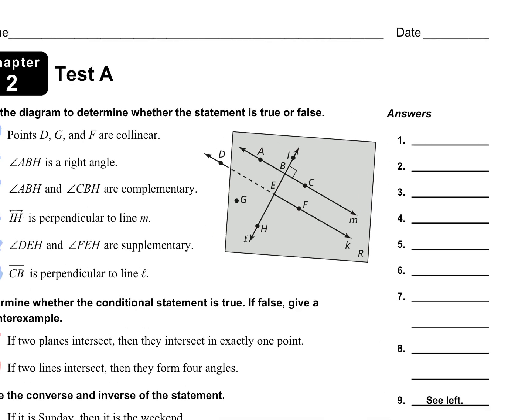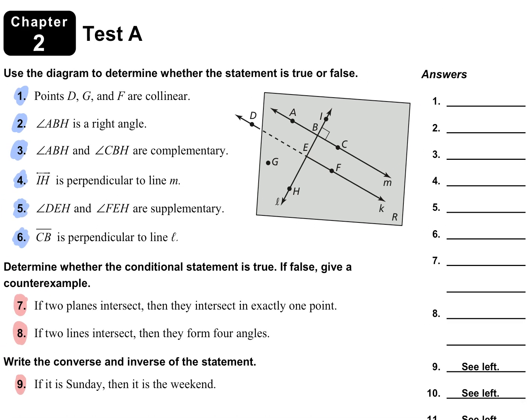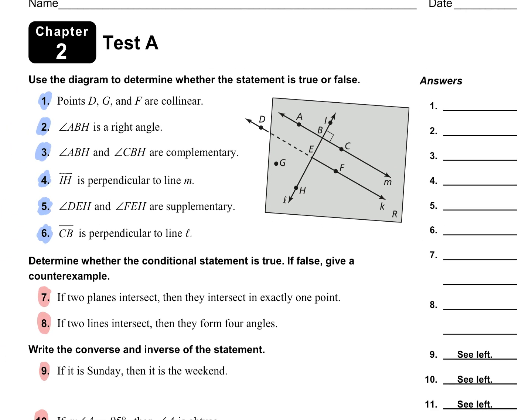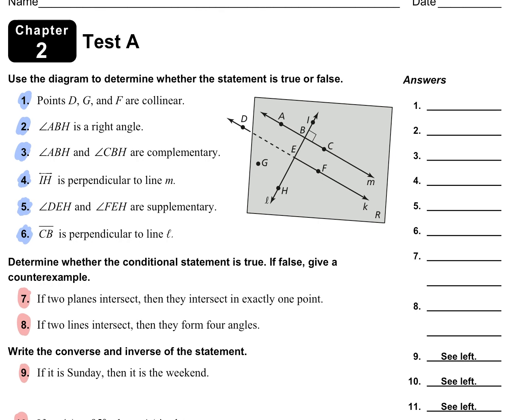All right, we are going to go ahead and start with number 1. It says use a diagram to determine whether the statement is true or false. Points D, G, and F are collinear. What does collinear mean? On the same line. So D, G, and F, are they on the same line? No, so the answer for this one is going to be false.